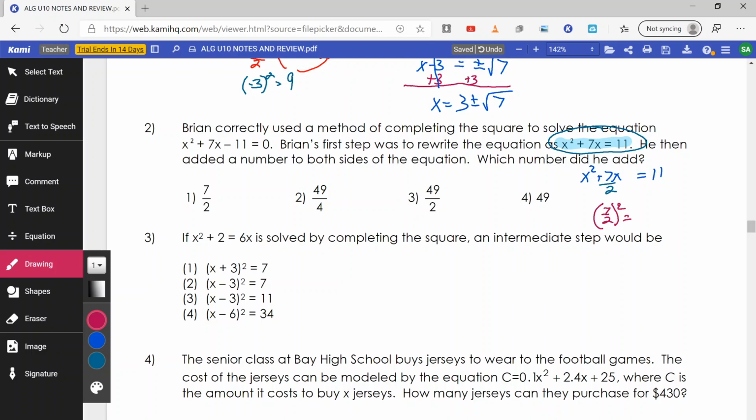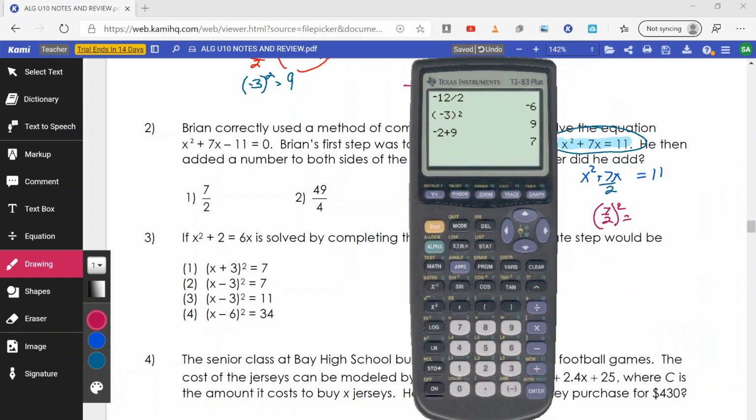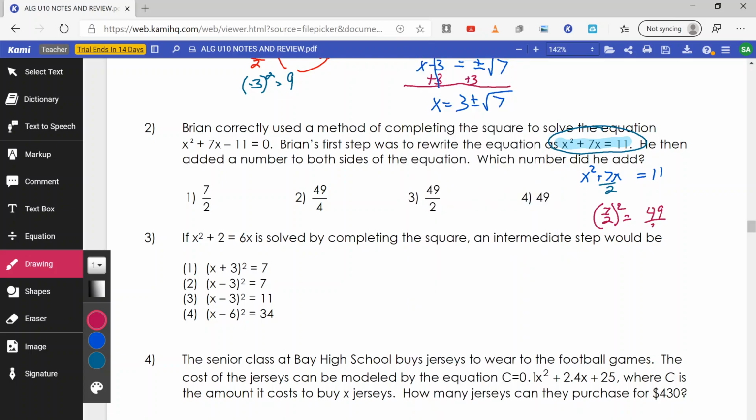Now the cool thing with fractions is anytime I square a fraction, both numbers end up being squared. Now we could square each number individually in the calculator, or we could just plug in the fraction 7/2, square it. It'll give us a decimal, but we can always turn it into a fraction by hitting math, and then our first option here to frac is highlighted, and we get 49/4. So that number gets added to both sides. So out of my 4 options here, number 2 is the correct number we came up with.